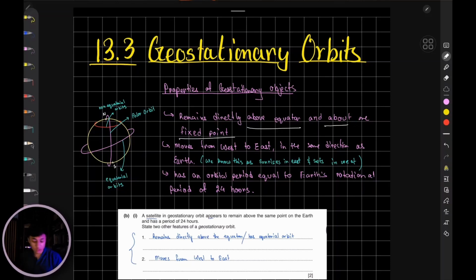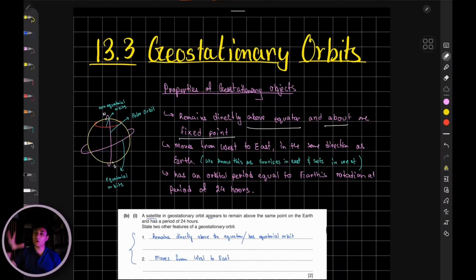So what's going to happen is as the Earth rotates, the satellite would rotate along with it in sync. It is not going to leave this fixed point. It is going to stay directly above this point and is going to revolve along with the Earth. Now, note one thing. This point that I mentioned, this fixed point needs to be on the equator.